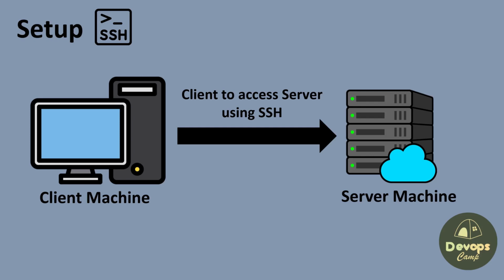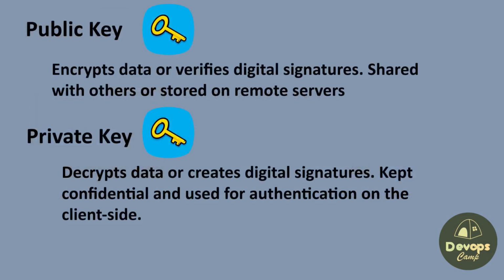First, we need to generate a pair of RSA keys, which includes a private key and a public key. The private key will stay in the client machine, and it should never be exposed to anyone else. The public key is derived from the private key, and it can be shared on remote servers, which we want to access from the client machine.